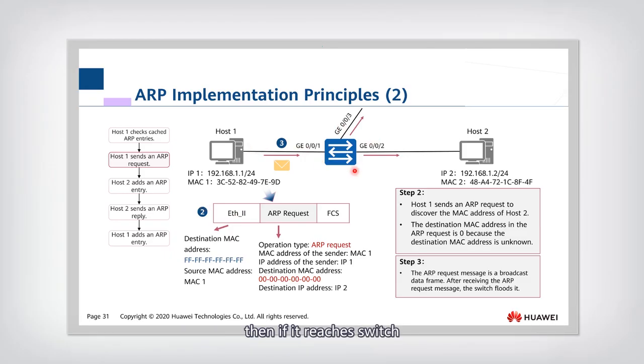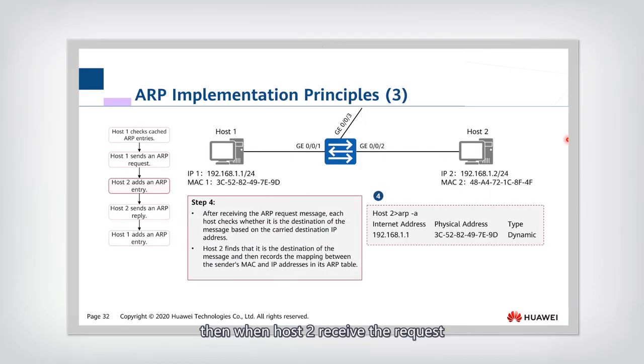Then if it reaches a switch, the switch should broadcast this message to all its connected hosts. And then host 2 will receive this request. When host 2 receives the request, it will first check whether this request is for me. So it compares the destination IP address in this ARP request message with its own IP address. If it finds that, yeah, it's for me, then I should reply with a message.